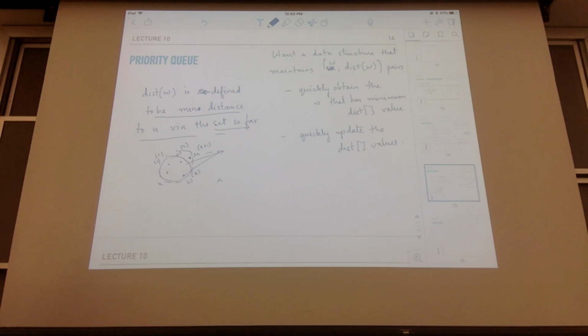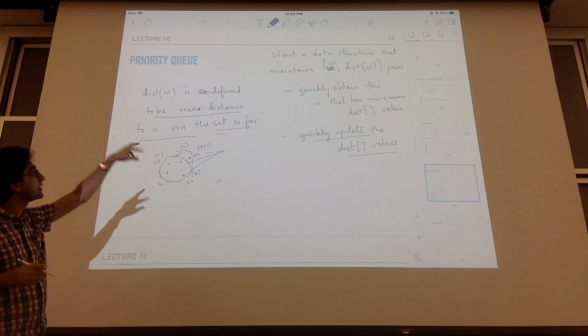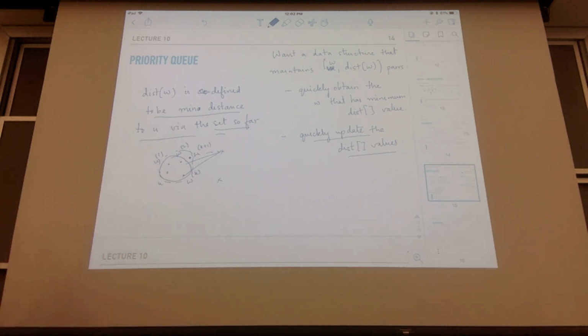So that's now the disk value. So you've got to update these disk values. This is the reason we want to update the disk values. And we want a data structure that can do both of these very quickly. So it turns out that the priority queue, if you implement it naively, does both of these things in time log n. Okay, so if you do it a little bit smarter, you can do some of these operations.